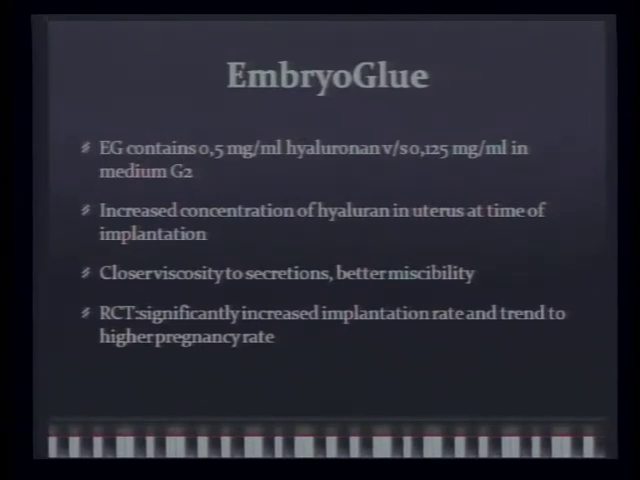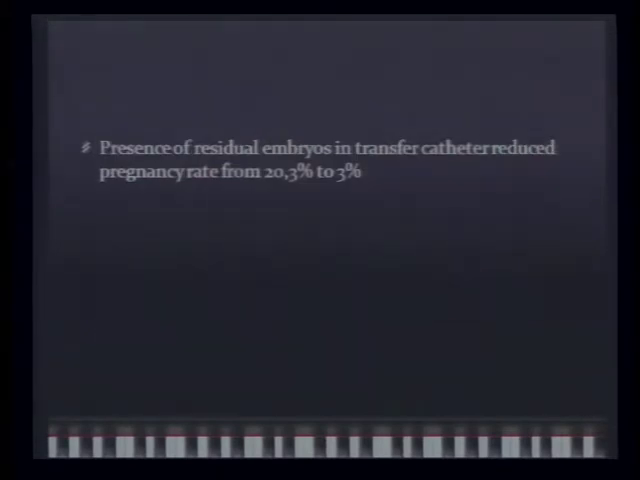EmbryoGlue contains hyaluronan in the medium, G2, increased concentration of hyaluronan in the uterus at the time of implantation, closer viscosity to secretions, better miscibility, and a randomized controlled trial has shown that using EmbryoGlue has increased the success rate. But other studies are not showing the same results, so only the Denver and some related groups are showing that EmbryoGlue is effective in the pregnancy rate.